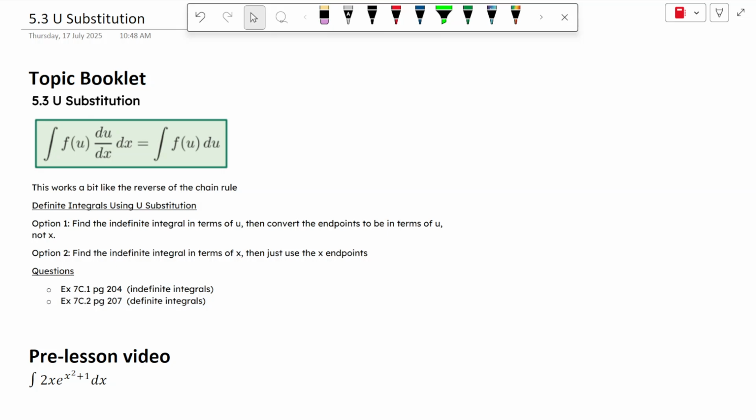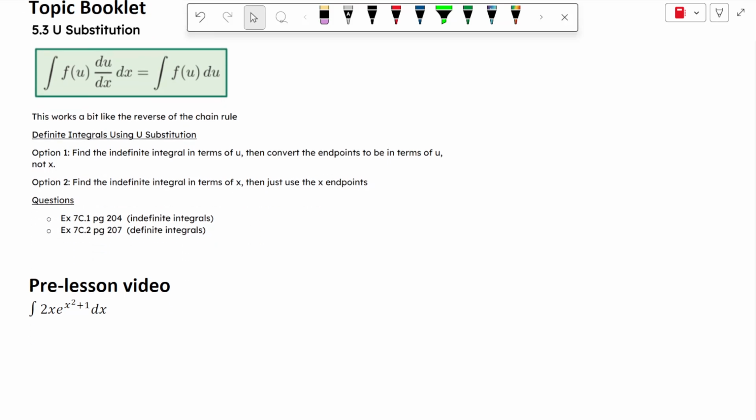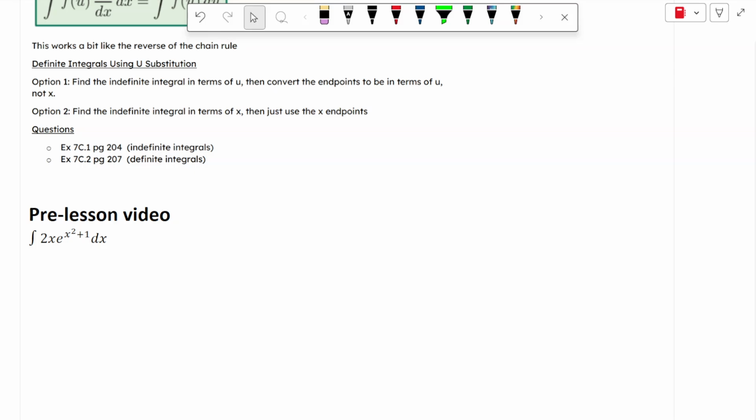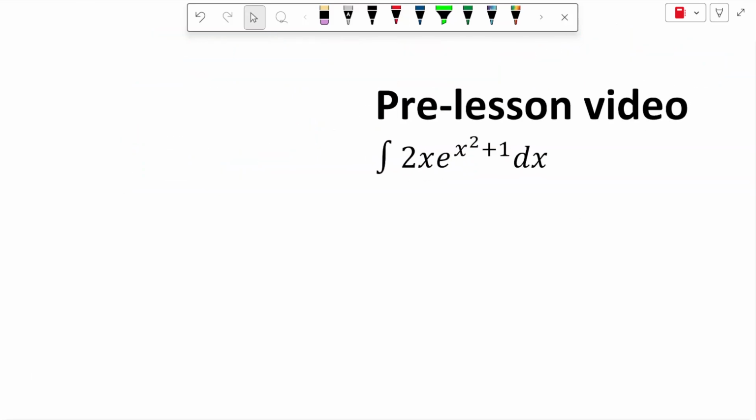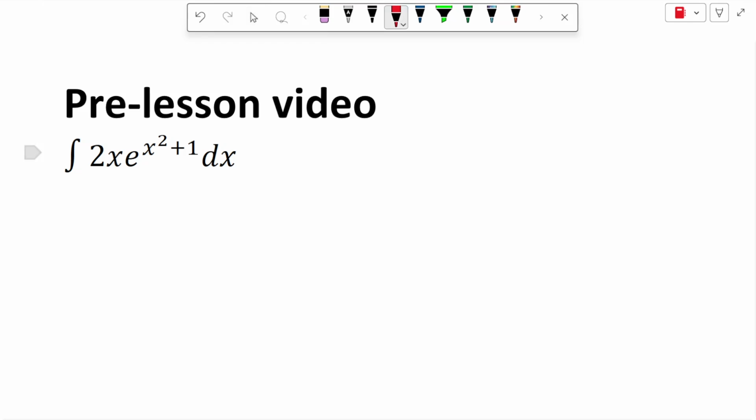We're looking at U substitution in this video. Now, I'm really excited about U substitution because it can help us tackle a whole bunch of integrals that we couldn't before. It's sort of like the reverse of the chain rule in a sense. Basically, what you're doing is you're looking for something called u, and then you're hoping to find du/dx in the integral. So for this integral, I'm going to set u equal to x squared plus 1.